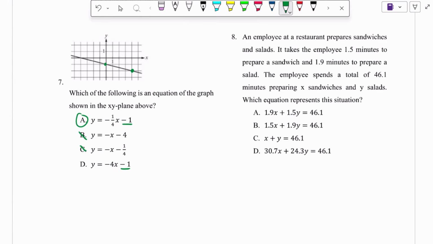The key takeaway here is, hey, x is sandwiches, and they tell us y is salads. So if I'm looking here at problem number 8, 1.5 minutes to prepare a sandwich, 1.5x, 1.9 minutes for a salad, with a total of 46.1 minutes. Answer choice B.